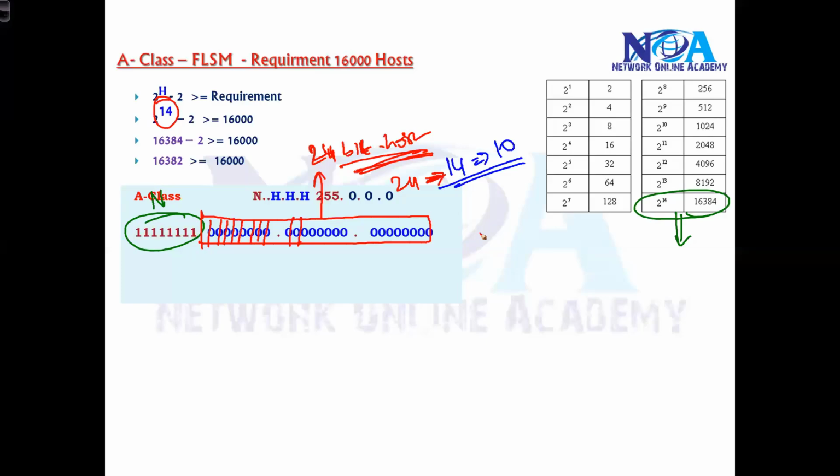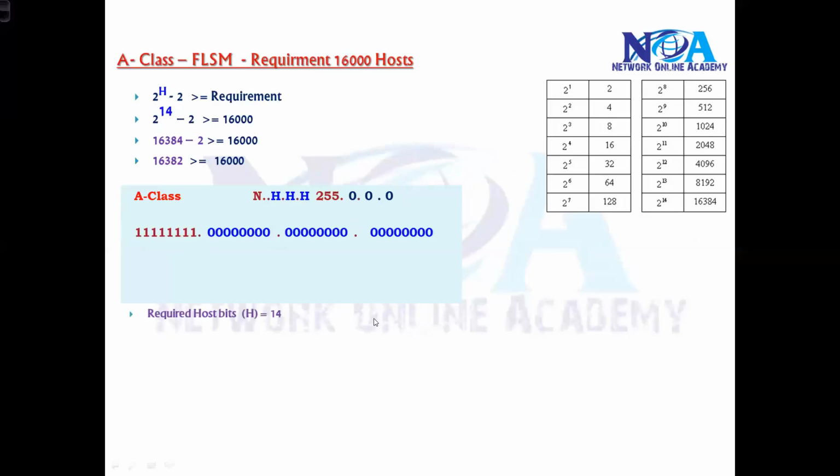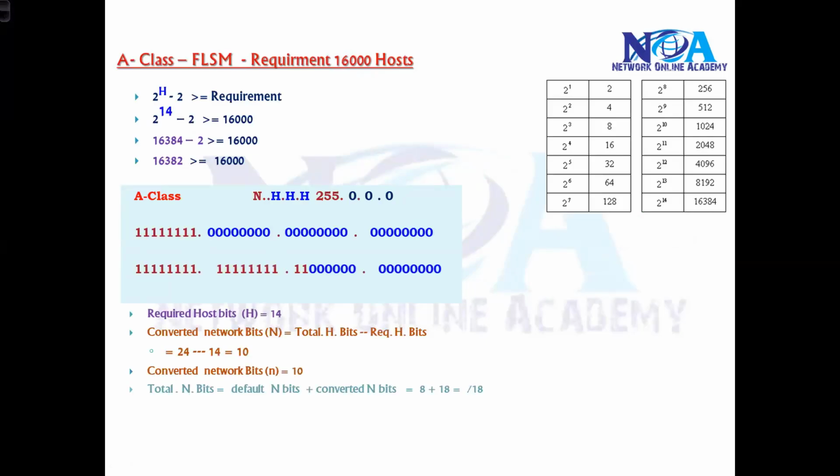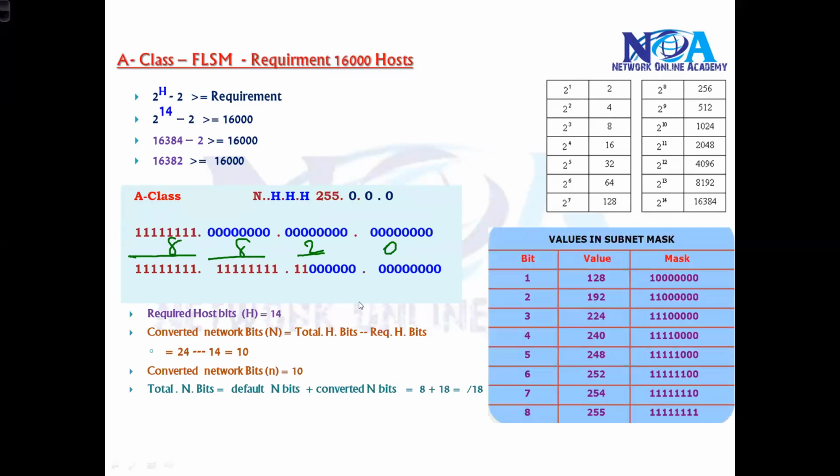So the tally will change from 8, 0, 0, 24 to how much? The total bits will be 8, 8, 2, 0, means 18. So it's going to change from 24 and 0 to 18 network bits and 14 host bits. If you go with the same thing, required host bits are 14, so the converted will be 10 and the total will be 18 bits. In that 18, you will have 8, 8, 2, 0 like this. 0 means there is no network bit in the fourth portion. So based on this, if you write the subnet mask, it's going to be 255.255.192.0.